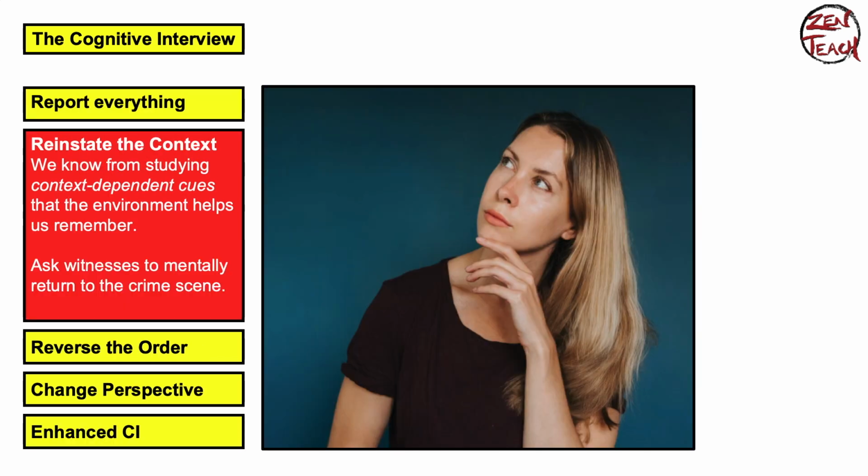Second is reinstate the context. So we know from the context-dependent cues that it's really helpful to imagine the situation, and that can act as a cue to help you remember this scene better. So if you were to close your eyes and go back to the scene of the crime, it might help you jumpstart your memory and access important information that would be hidden otherwise.